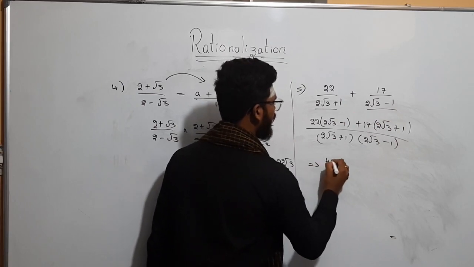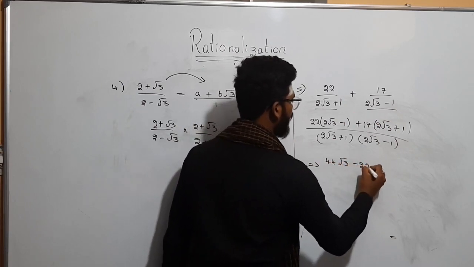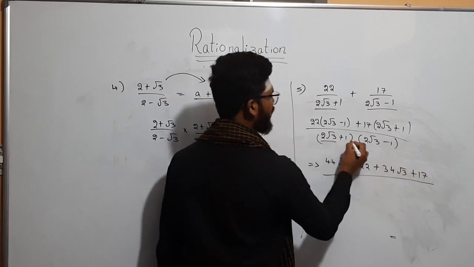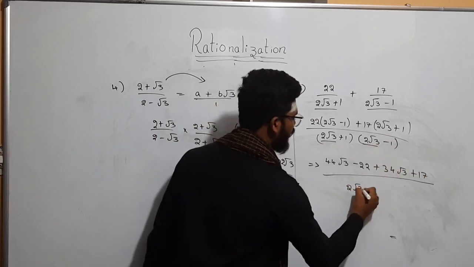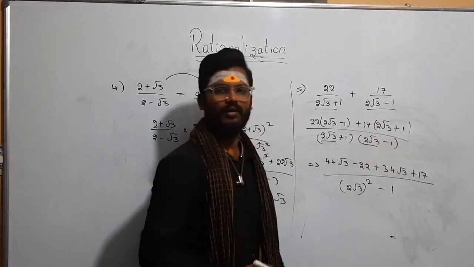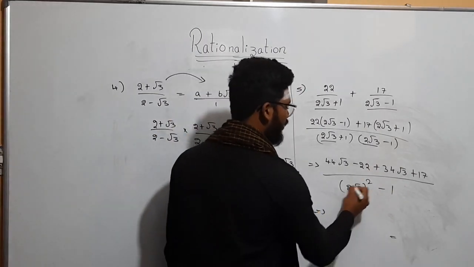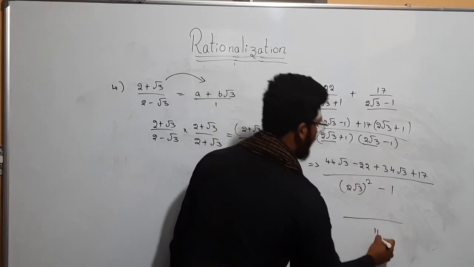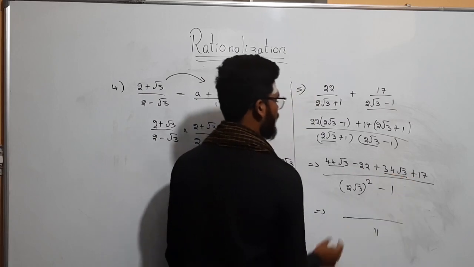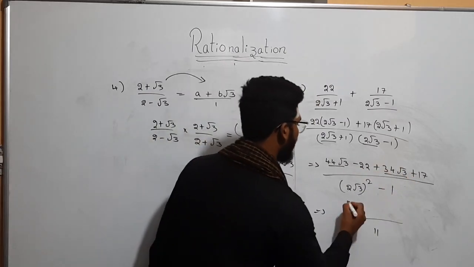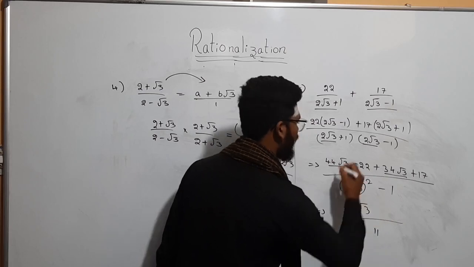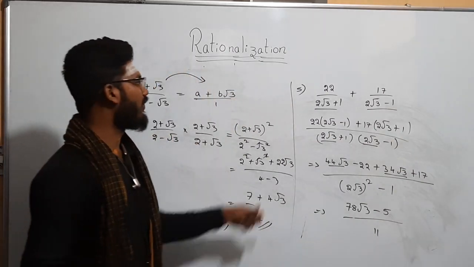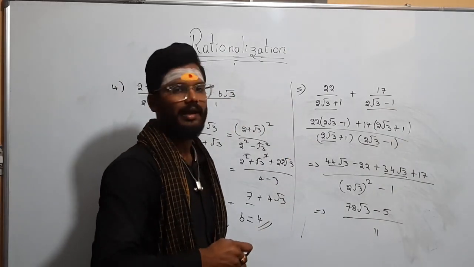So 22 2s, 44 root 3 minus 22 plus 34 root 3 plus 17 by a plus b into a minus b. A square, 2 root 3 whole square minus 1. What is 2 root 3 whole square? 2 square into root 3 whole square, 4 threes are 12, minus 1. How much is it? It is 11. So 44 root 3 plus 34 root 3, it is 78 root 3, minus 22 plus 17, it is minus 5. Therefore, the value of this one is 78 root 3 minus 5 by 11.